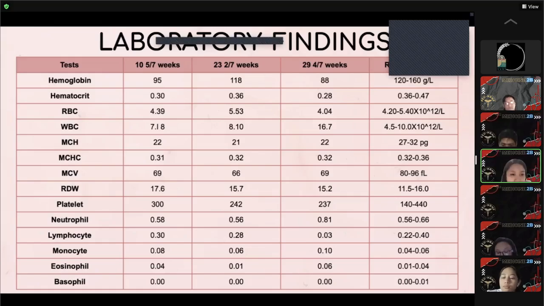So for the next part, the laboratory findings and the radiologic findings. Here, this is just the tabulated form of the laboratory results of the patient. She has 3 laboratory results from the 10th week, 23rd week, and 29th week of gestation. So let's just discuss the pertinent findings of the patient's results.